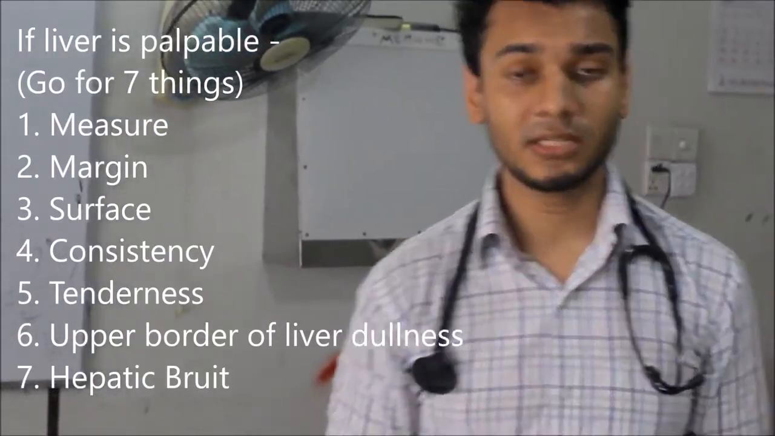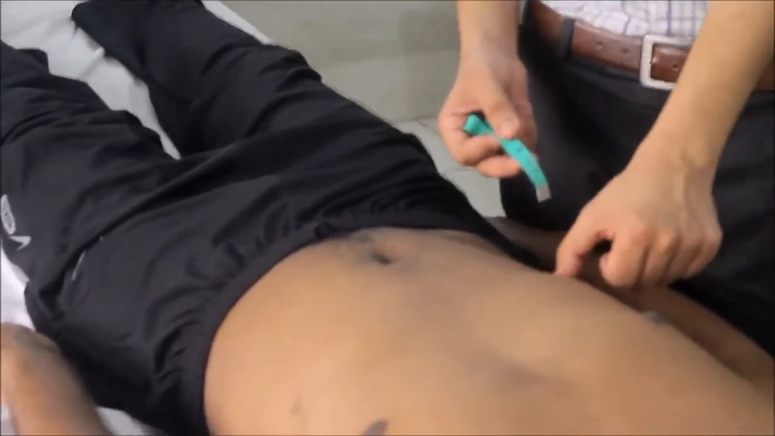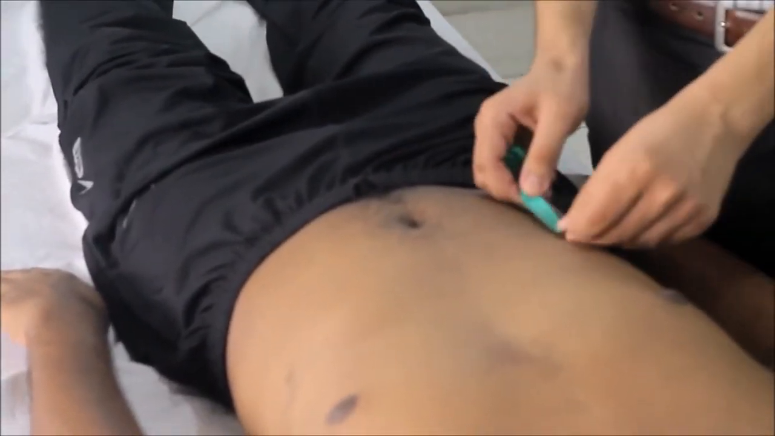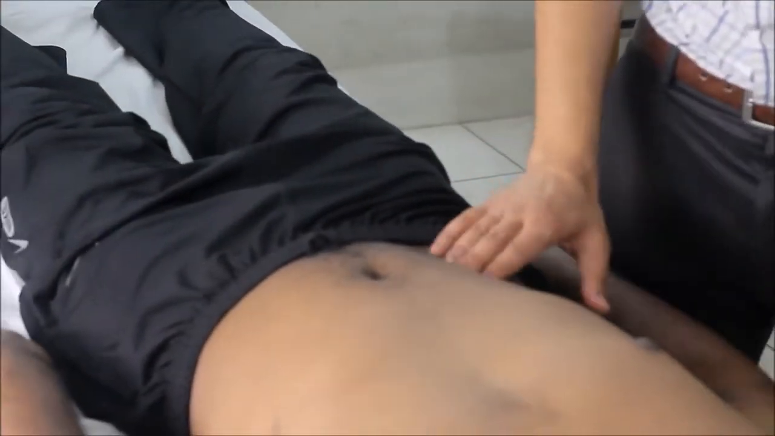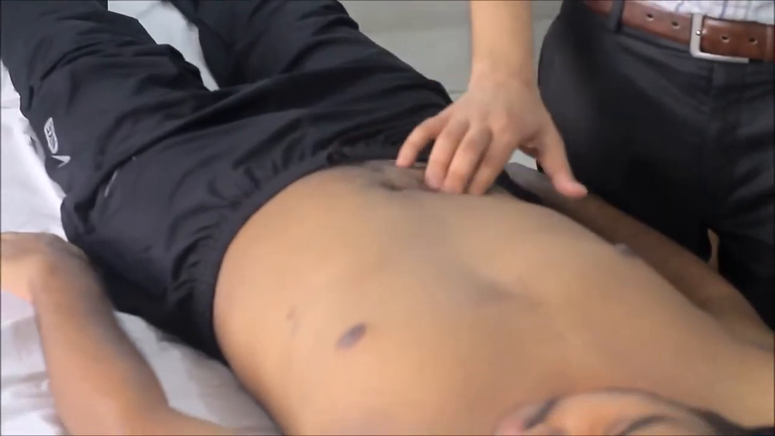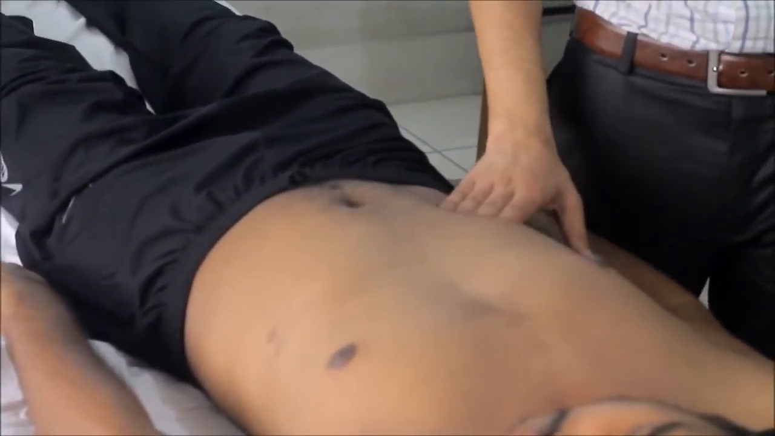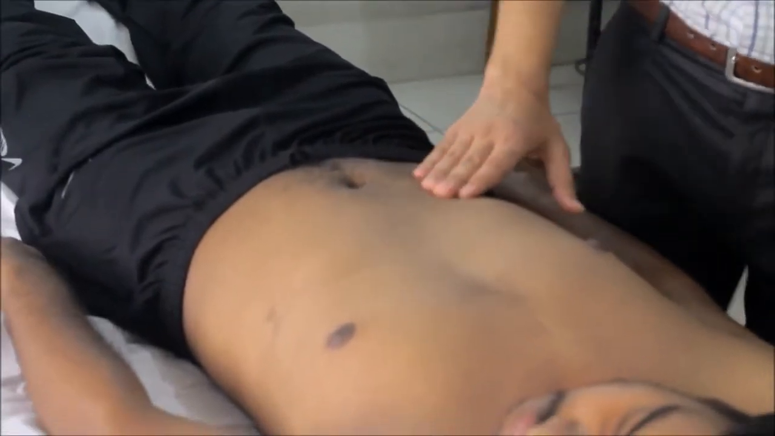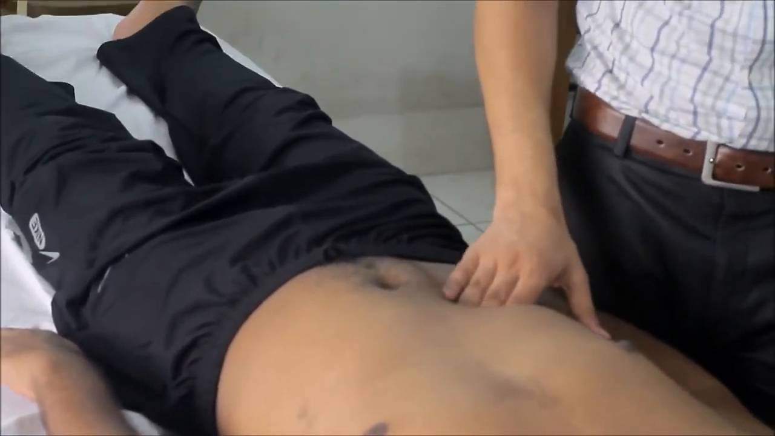I start with measurement. You measure in the mid-clavicular line from the costal margin. First of all, measure it. Then you go for the margin: whether the margin is regular or irregular. Then the surface: whether it is smooth or lobulated. Then the consistency: is it soft, firm or hard.